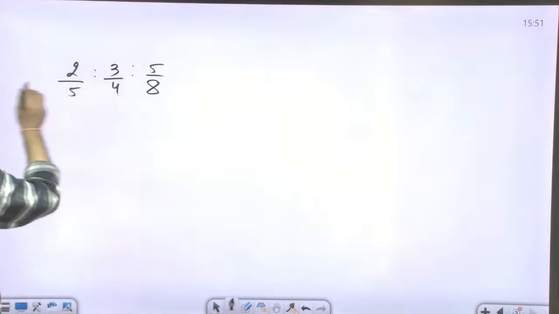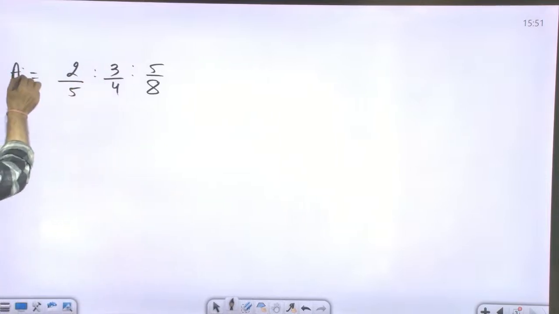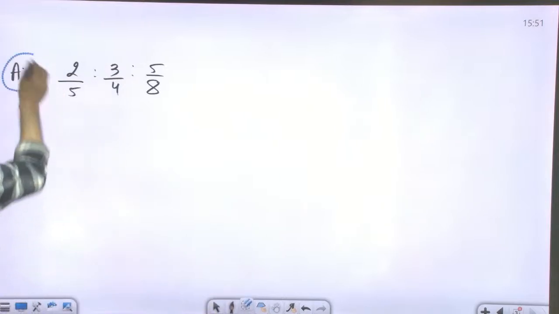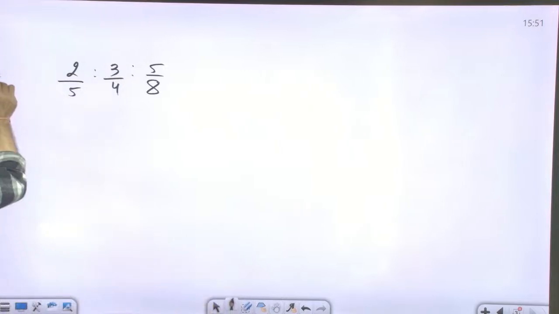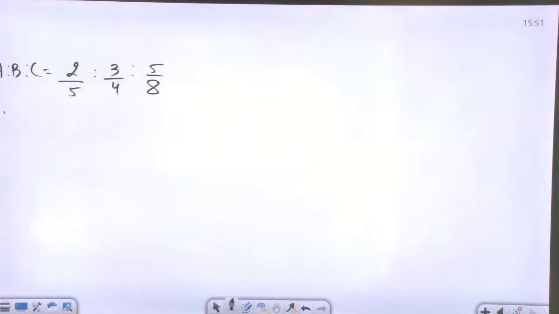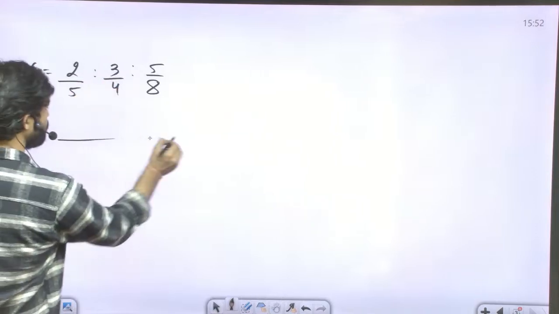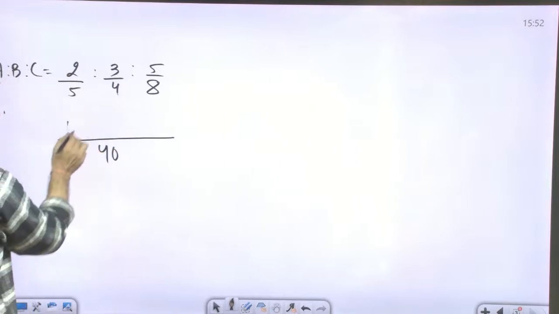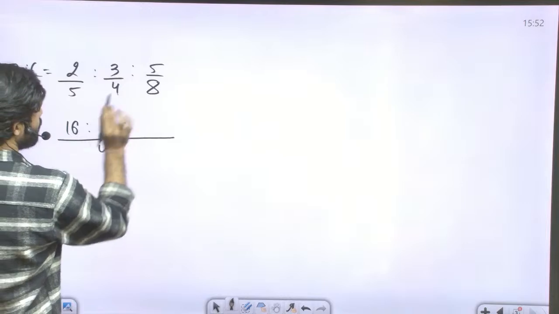So this is the ratio of investment of A is to B is to C. But this is not the final ratio. First of all, we have to find out the final ratio. How can we find out the final ratio? We can take the LCM of the denominators. So what is the LCM? 8 into 5, that is 40, because 4 will be automatically covered in 8. So LCM is 40, and the ratio becomes 16, 30 and 25.